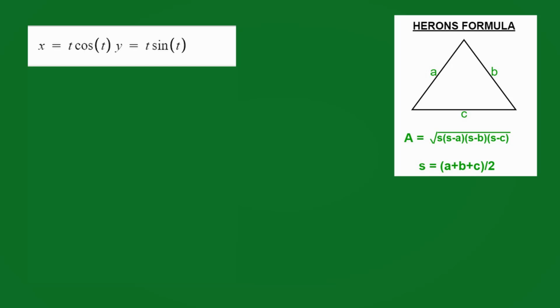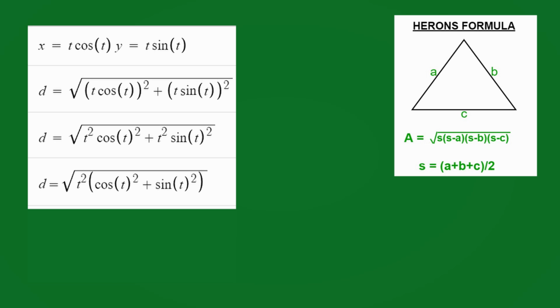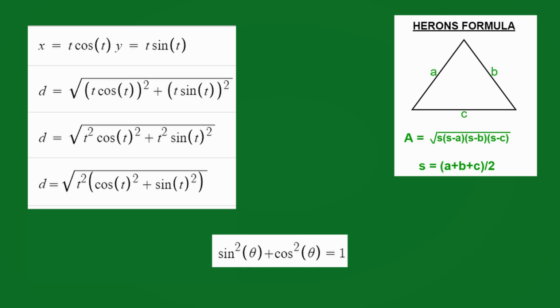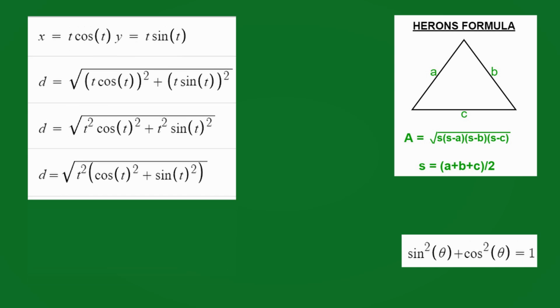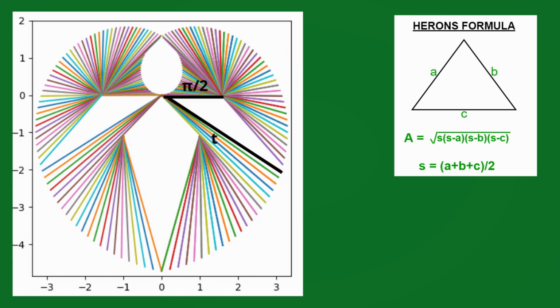We have the equations for both the x and y values on our Limaçon. Using the distance formula with our x and y formulas, we get the square root of t squared cosine squared plus t squared sine squared. We can factor out the t squared to get cosine squared and sine squared by itself, which becomes 1 because of this trig identity. This leaves us with the square root of t squared, which is just t. This means the distance from the origin to any point on this Limaçon is just t.